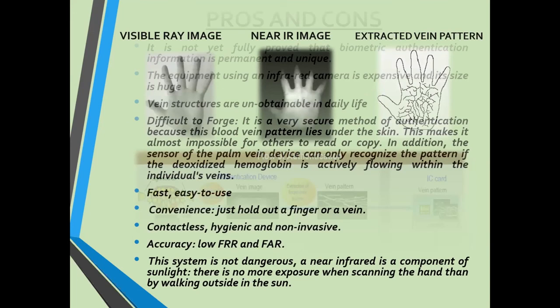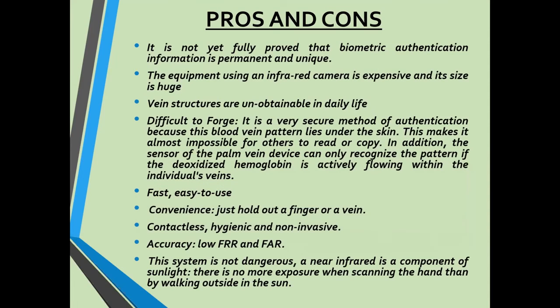Pros and cons. It is not yet fully proved, but biometric authentication information is permanent and unique. The equipment using an infrared camera is expensive and its size is huge. Vein structures are unobtainable in daily life, difficult to forge. It is a very secure method of authentication because this blood vein pattern lies under the skin. This makes it almost impossible for others to read or copy.